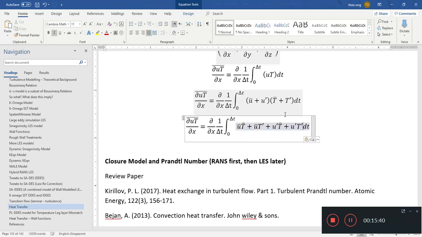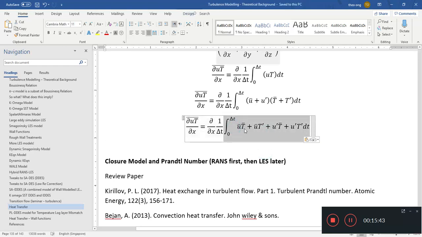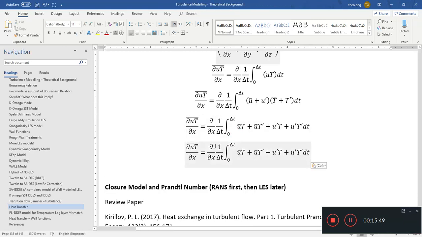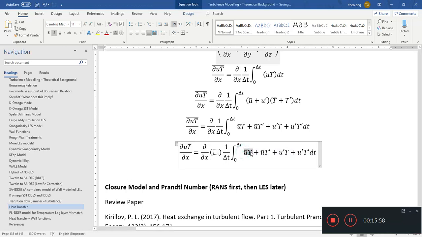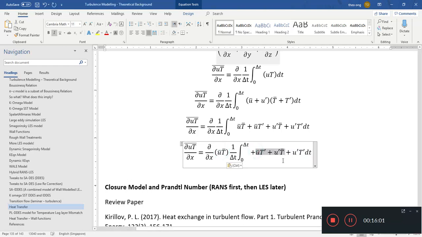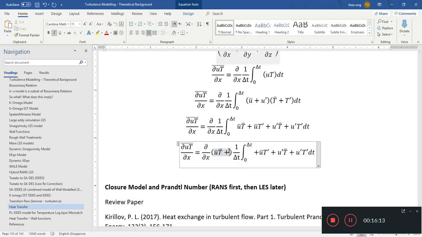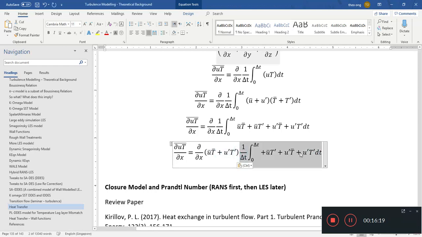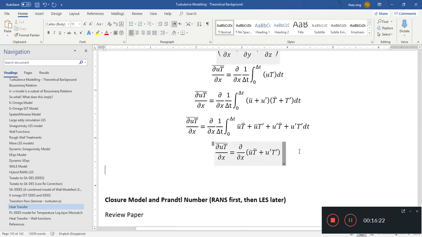Alright, so this thing is actually non-zero, it's constant, so we can bring it out. These two terms actually become zero. They drop to zero in the time averaging procedure, but in the filtering procedure, they do not drop to zero. I can show you that shortly. So I'll just do this first. Filtering is for LES, time averaging is for RANS.